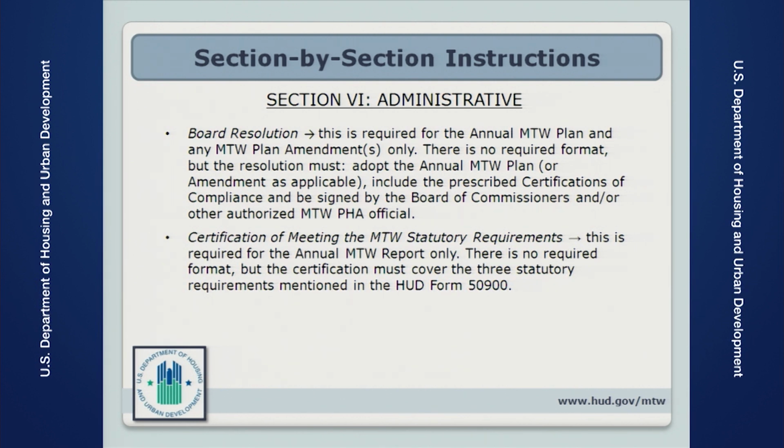It should also include the certifications of compliance that are included in the 5900. These are a part of the OMB approved form, so they need to be included exactly as they appear in the 5900. And again, we'll go over this again later, but those are new from the last form, so make sure that you're using the new 5900 and not the previous version. Finally, the board resolution must be signed by the applicable official. Again, we'll go over that a little bit in more detail later on.